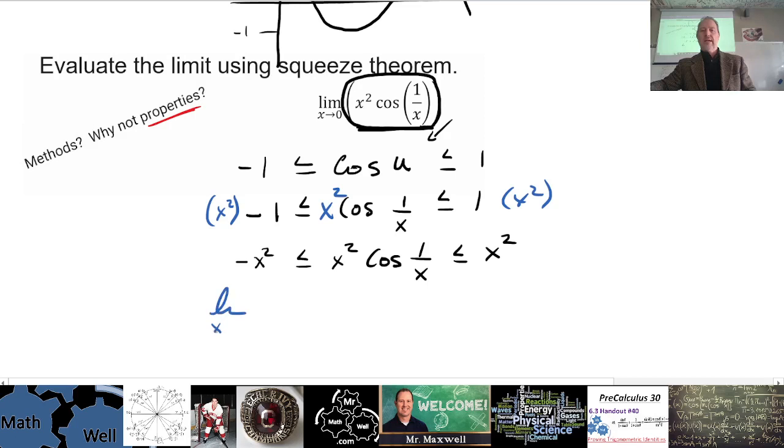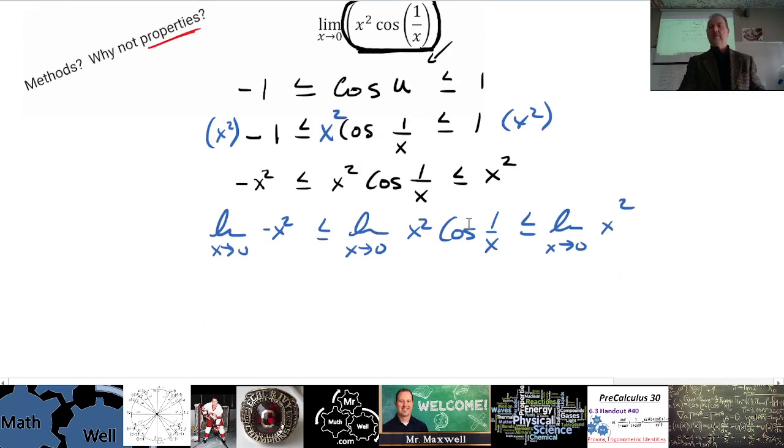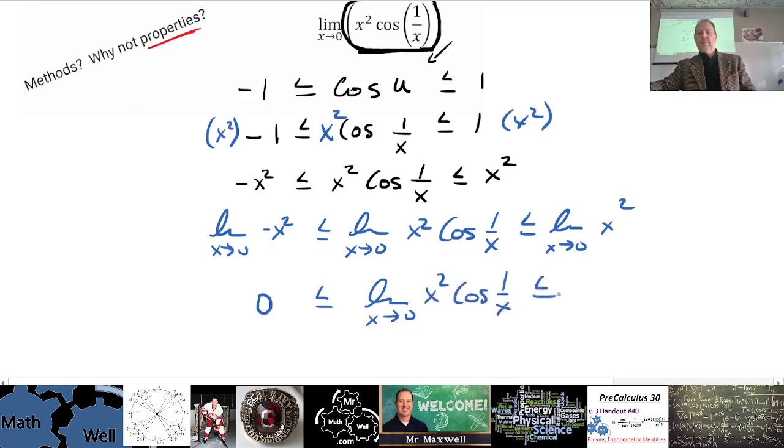So the limit as x approaches 0 of negative x squared should be less than or equal to the limit as x approaches 0 of x squared times cos of 1 over x, which should also be less than or equal to the limit as x approaches 0 of positive x squared. So the properties of limits as well exist and can be applied to inequalities here. And so the valuation of this limit here, this is going to be 0. I'll rewrite this middle part one more time. And if we plug 0 into x squared, we get 0 as well.